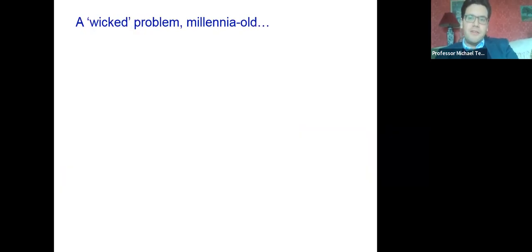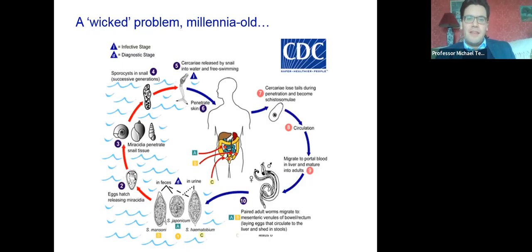So in international development, people sometimes talk about what are called wicked problems. These are problems that have been around for many, many years, and they're called wicked because they're very difficult to solve, because there's a range of complex causes for these problems. And schistosomiasis definitely, I would say, falls into one of those categories.